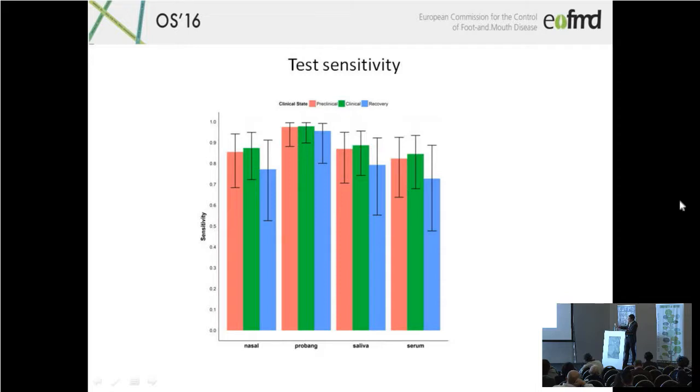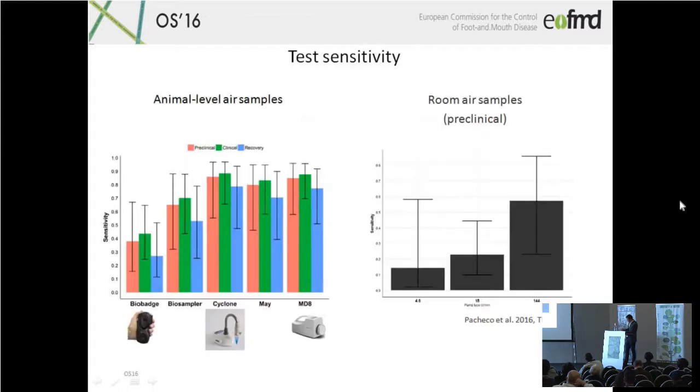And what we can see here, which is good news, with this PCR, is that in this preclinical phase, for most of the samples we take, the sensitivities are above 80%, which is quite a good sensitivity. We also said, okay, let's try and check some group level sampling. Let's check air samples. There's some work going on with air sampling. I think the group in the USA also tried to measure this, and we used their data to come up with some estimates of sensitivity of air samples from rooms, to try to use this at the herd level.